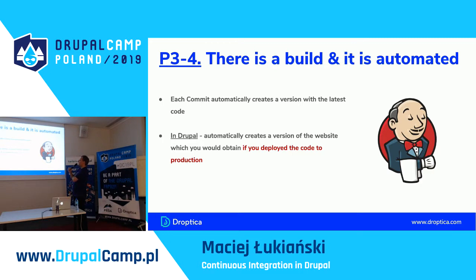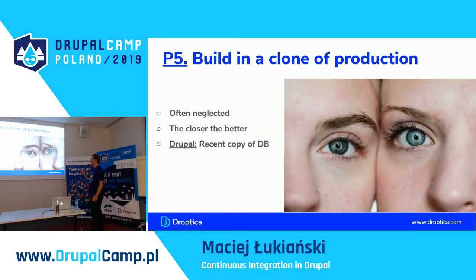I even marked it in red here. If we deploy code to production, it happens many times in Drupal that people have a staging environment which is different than production, which is different than dev, and committing code to staging or development doesn't really give you the exact same thing as production. I think this is an error. You should build in a clone of production. That's another thing often neglected. So the closer the better.